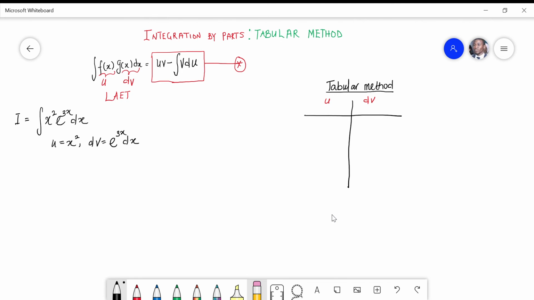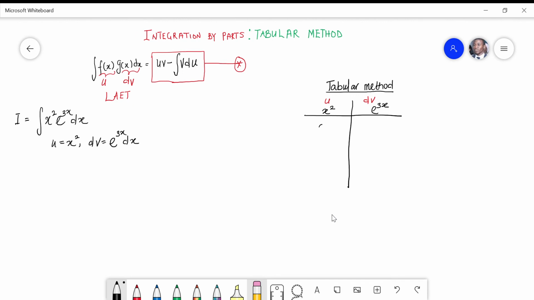So our u is what? x squared, right? And then our dv is what? e to the 3x, right? The next thing we're going to do is to differentiate the u and then integrate the dv. I'm assuming that we know how to differentiate and how to integrate, so let's go straight ahead to differentiate.